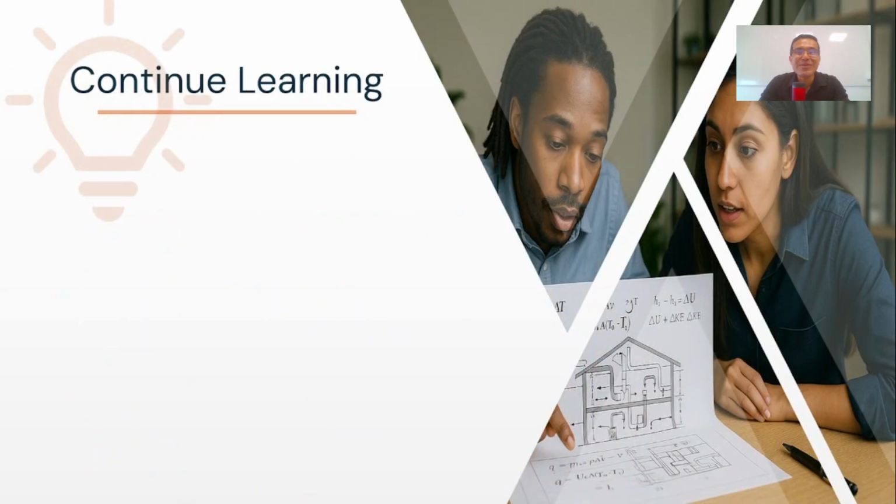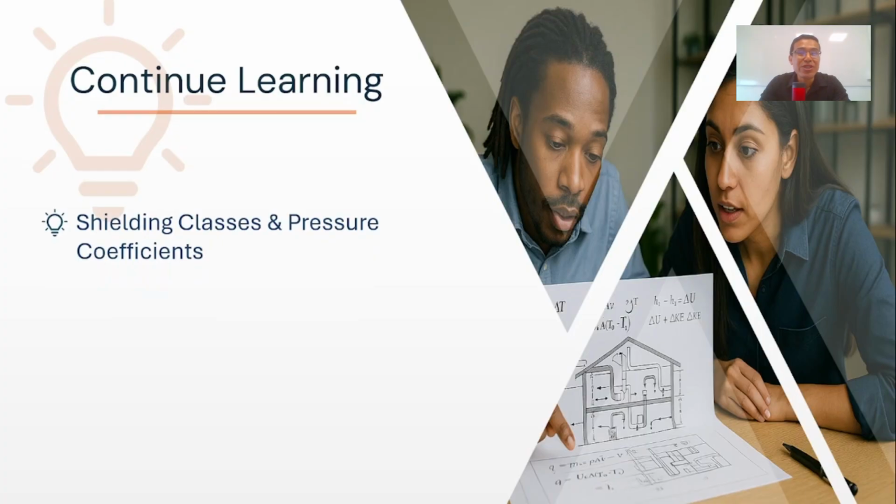This was our video. To go deeper, I invite you to continue learning about building energy calculations. You could explore shielding classes and pressure coefficients. These concepts show you how a building's surroundings, like nearby trees or other buildings, shape the pressure fields around its facade. By understanding this, you can make your pressure difference estimates and your infiltration models even more accurate.